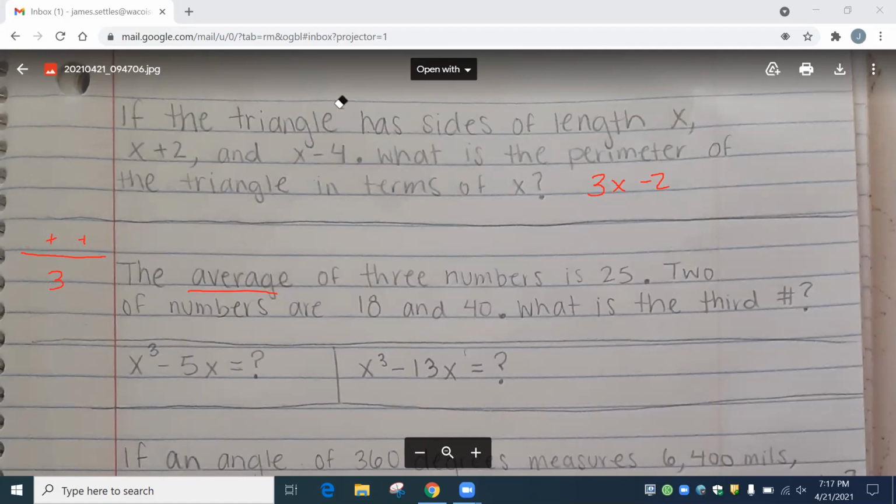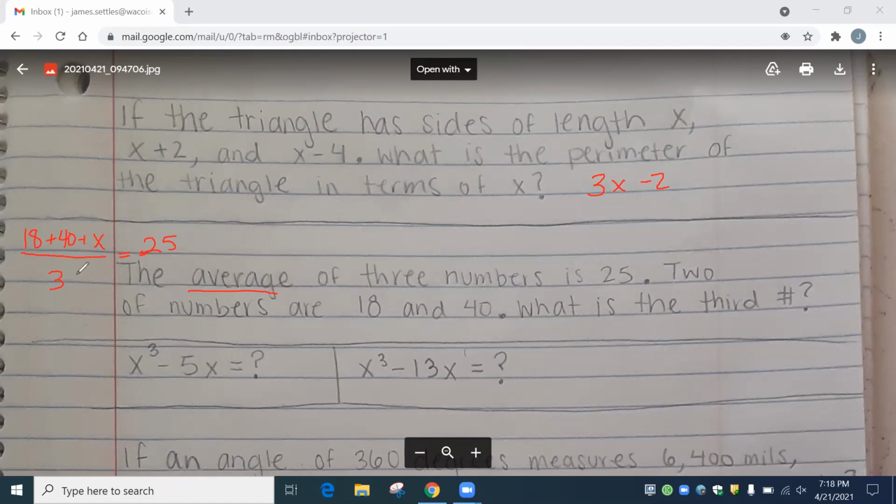So I'm going to replace those numbers with 18, 40, and then I don't know this number, but I do know that those 3 numbers, their average would be equal to 25. And then we're just trying to figure out what that number is right there.